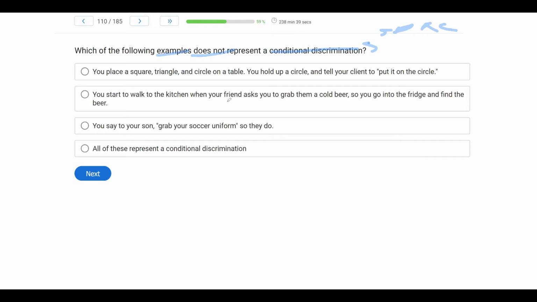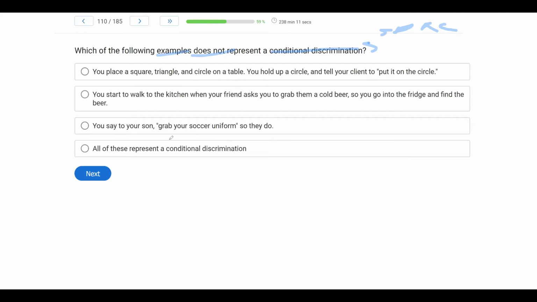B, you start to walk to the kitchen when your friend asks you to grab them a cold beer. So you go into the fridge and find the beer. What is the SD? Well, you go to the fridge and the SD is looking at the drinks and you see the beer, discriminate between the beer and the other things in the fridge, and you grab that beer. Why were you discriminating? Because your friend asked you to grab them a cold beer. That was the extra stimulus leading to the discrimination. That's conditional.